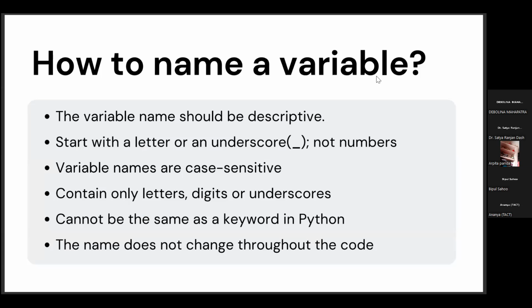Variable names are case sensitive. It can contain only letters, digits, and underscores. So it is alphanumeric, and the only special character that we can have is the underscore. Note that the variable name cannot be the same as a keyword in Python. Keywords are reserved words, and you cannot use those keywords as your variable name. Even in Python, the word sum is also a keyword. You cannot use sum as your variable name.